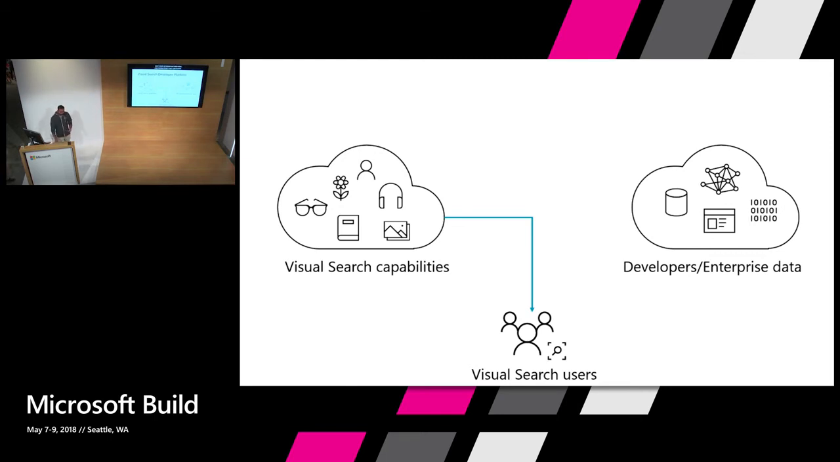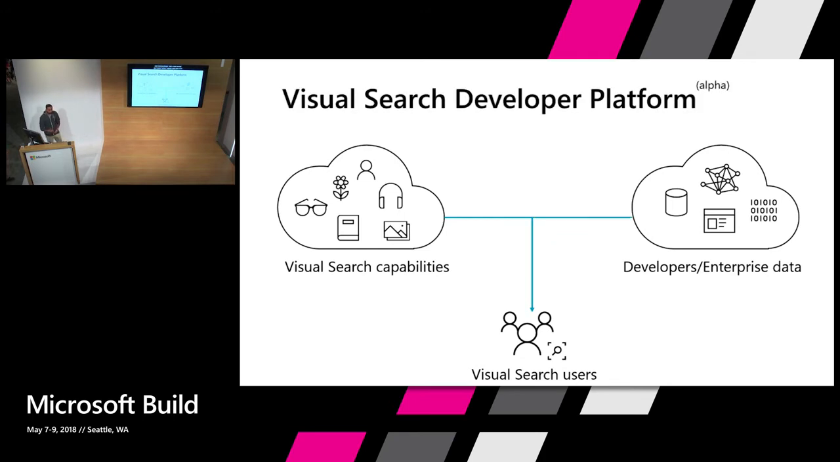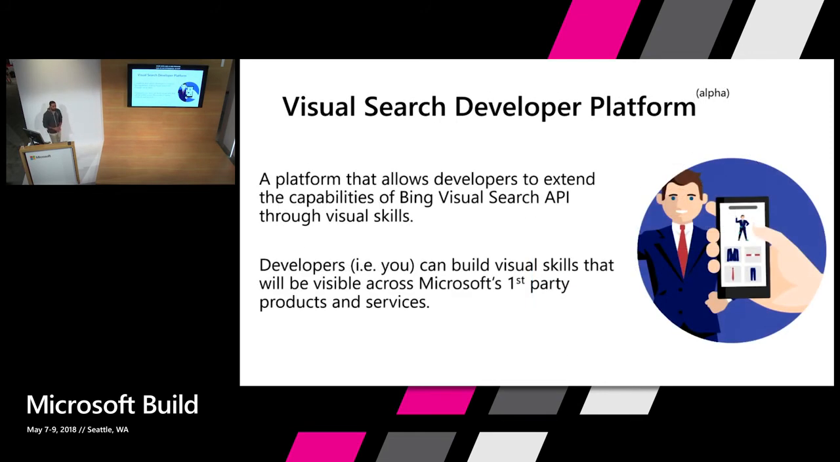So today or yesterday, we announced our Visual Search Developer Platform in alpha, which bridges this gap and allows you to leverage our visual search capabilities and infuse it with your data and AI and provide this as an experience to our visual search users across all of our enterprise products and services. So in summary, what is the Visual Search Developer Platform? It's a platform that allows developers to extend the capabilities of our Visual Search API through what we call visual skills. Developers like you can build these visual skills, and they'll be visible across Microsoft's first-party products and services.